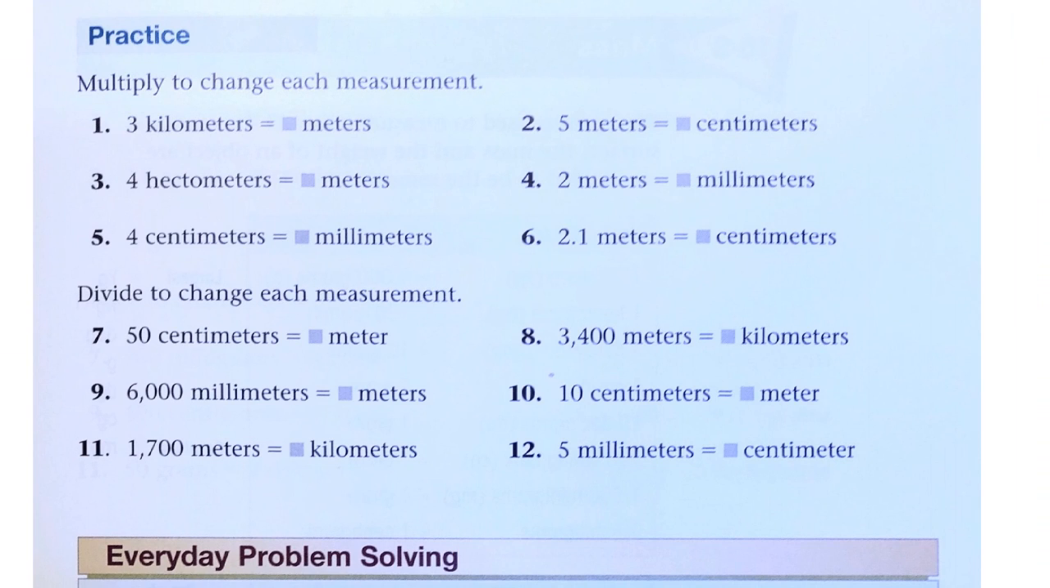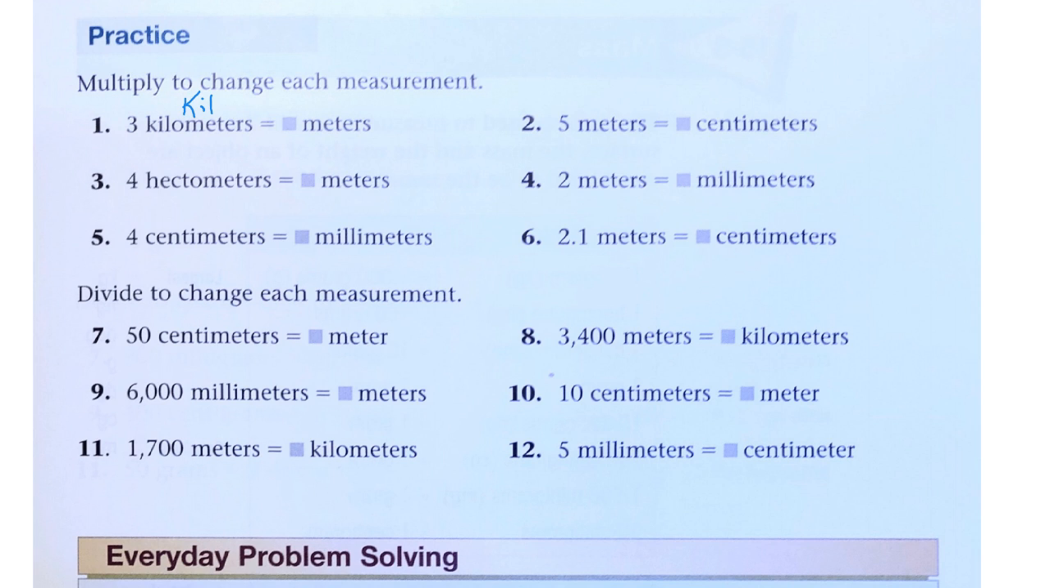So let's practice. Multiply to change each measurement. So 1 through 6 all tell us to multiply because we're moving from a larger unit of measurement to a smaller unit of measurement. What we really have to know is the fact of what we are changing by.